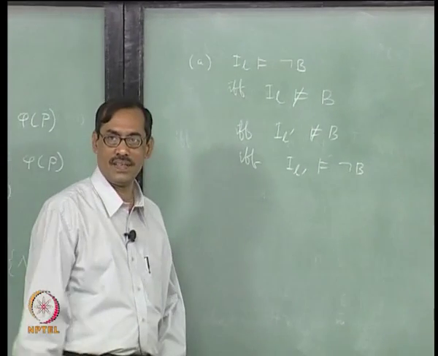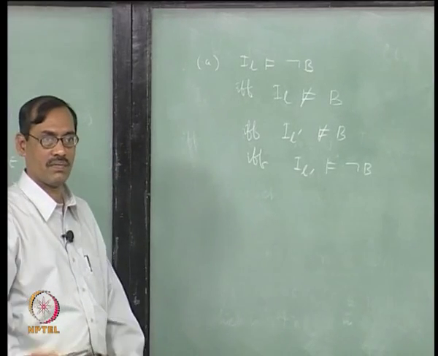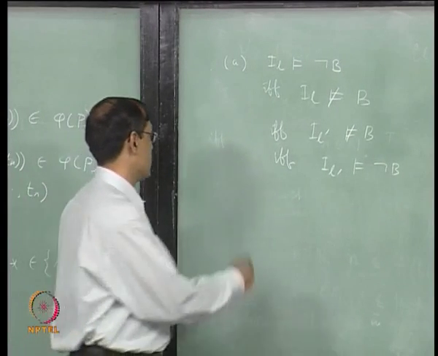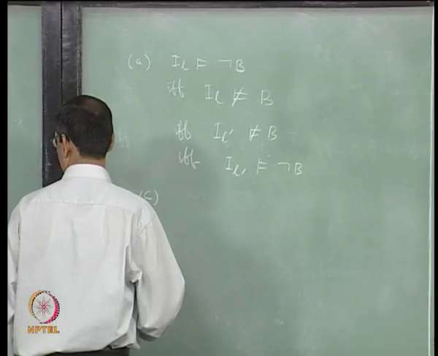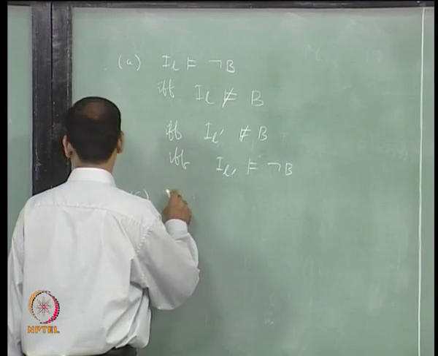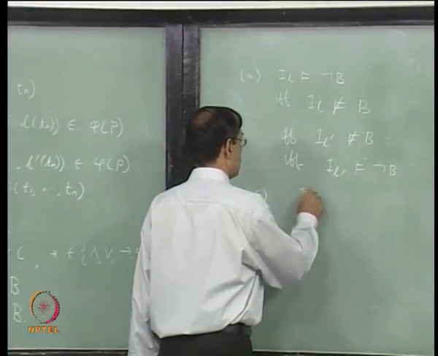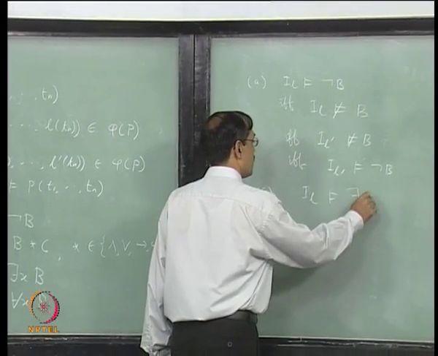Similarly, case b, just the connective propositional rules. Now, let us see the quantification. Suppose A is there exists x B. Now, we say I L satisfies there exists x B.